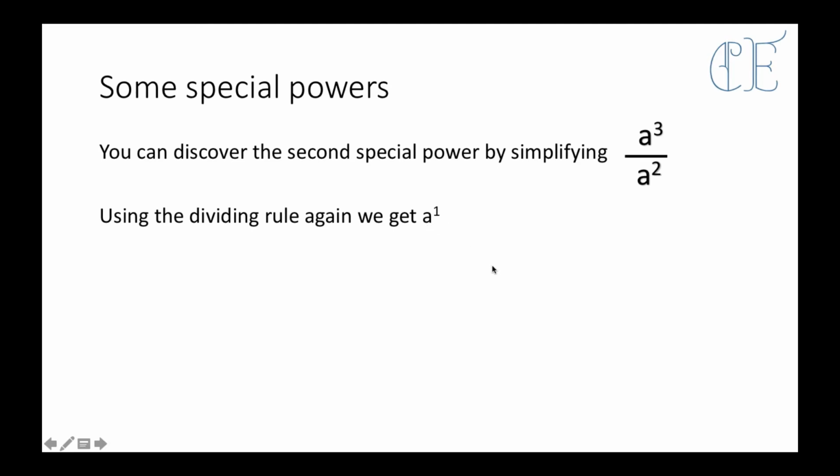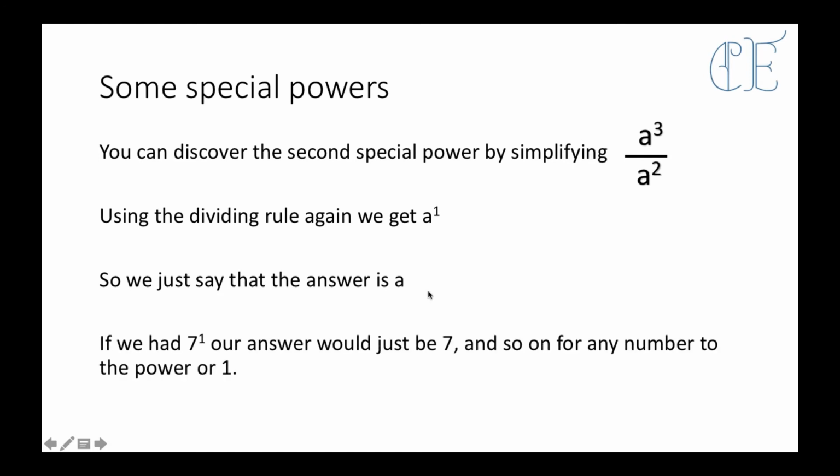Well, a to the power of 1 is like saying 2 to the power of 1, and 2 to the power of 1 is just 2. So you're just left with a. Anything that is to the power of 1 is just that number. So if we had 7 to the power of 1, our answer would just be 7. Anything to the power of 1 is just that number.